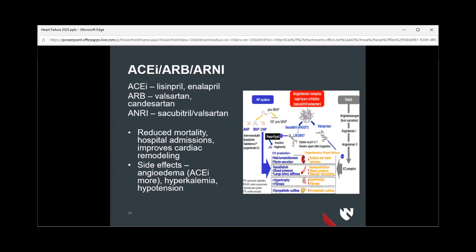ACE inhibitors are the most common cause of angioedema. If you have a patient on an ACE inhibitor, they need to be off of that for 36 hours before they can be started on an ARNI, for potential of angioedema. Typically, if we have an acute patient, we'll start them on hydralazine and nitrates, and then once they've stabled out, we'll switch them to ACE, ARB, or ARNI, as these also are good at afterload reduction and some vasodilation.